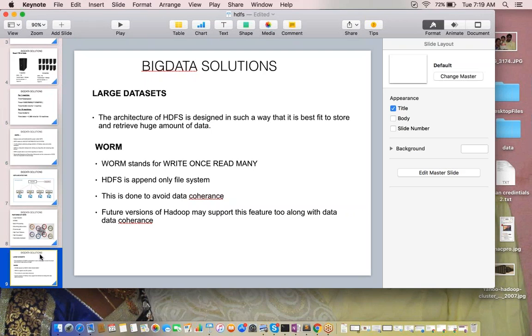Can you explain about the data coherence? Ravi: Yeah, that is what I was about to ask. What is data coherence? Is it repetition of data or what?